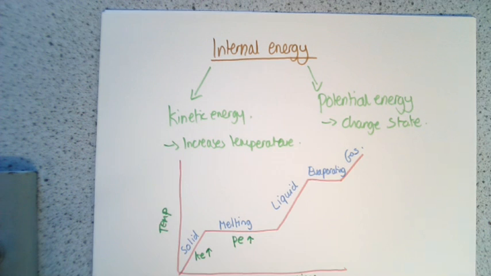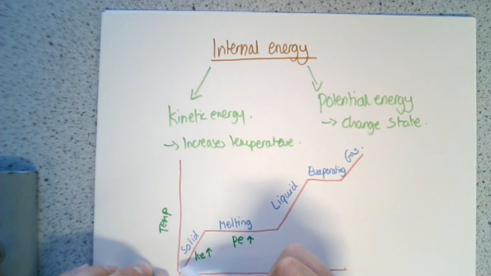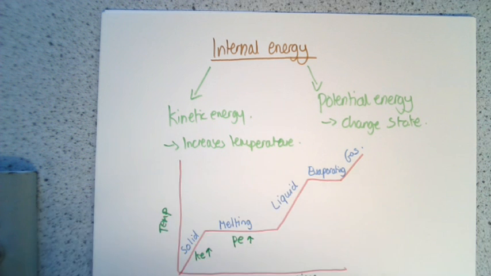So if you're heating up ice, the heat energy is used for one of two things. This bit going up here, the heat energy is used to increase the kinetic energy of the particles and raise the temperature. When the line is flat, the heat energy is used to increase the potential energy of the ice, which then causes it to change state because the energy is being used to break the bonds between the particles.